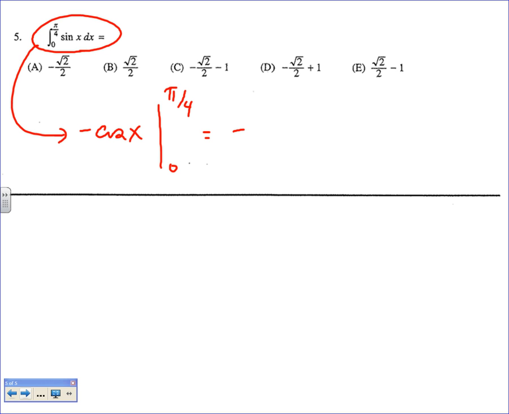So negative cosine of pi over 4, putting that upper limit in, minus a minus cosine of 0. The cosine of 0 is 1. The cosine of pi over 4 is square root of 2 over 2, but it's got a negative sign in front of it. So it seems to me that this lines up with D perfectly. And this brings us to the end of the first 5.